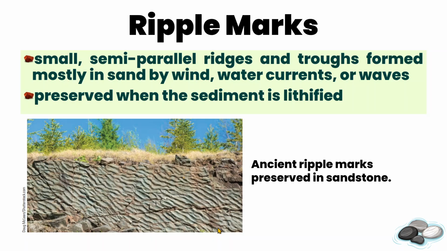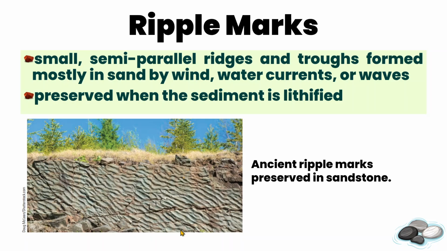Then, if you can find the structure in the previous slide, sometimes we can find underground the ancient ripple marks preserved in many different kinds of sedimentary rocks. For example, we can find it here. The ripple marks are small semi-parallel ridges and troughs formed mostly in sand by wind, water currents, or waves. They are preserved when the sediment is lithified.